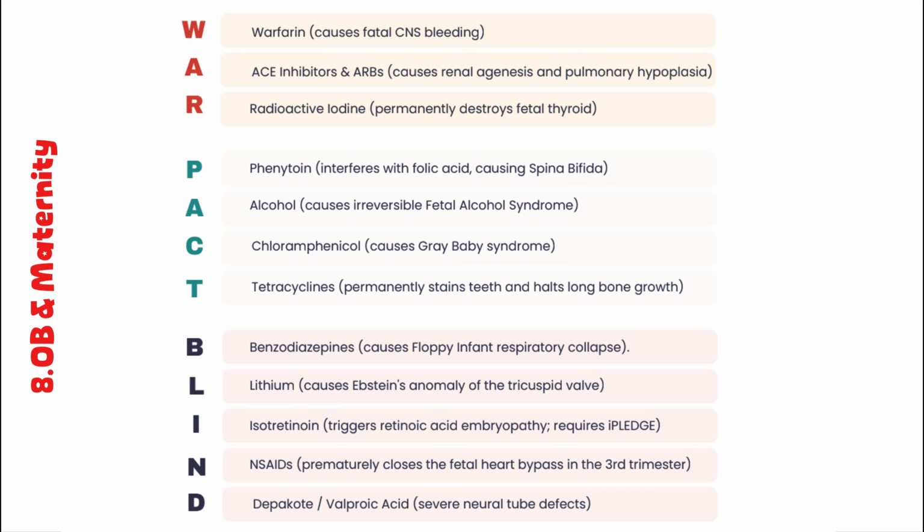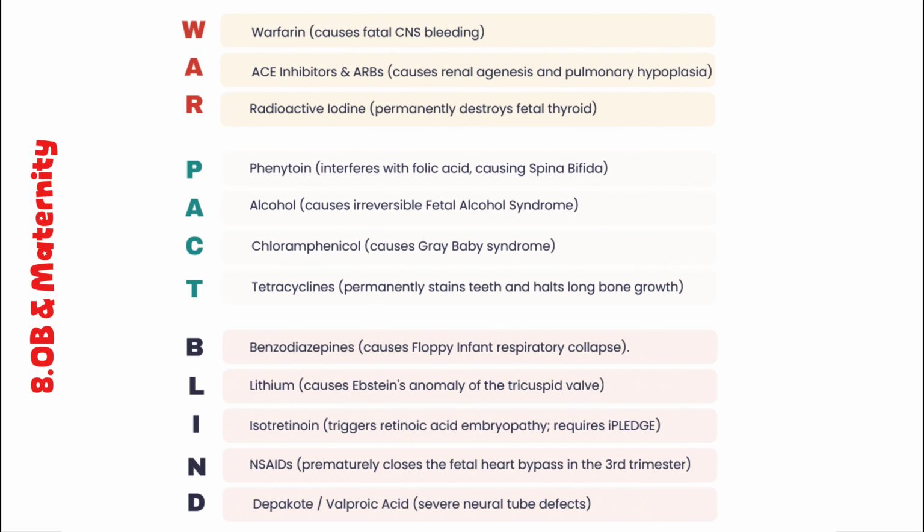Warpack blind. W. Warfarin is small enough to cross freely and causes fatal fetal CNS bleeding. If a pregnant patient with a mechanical heart valve is on warfarin, hold it, notify the provider, and expect a switch to enoxaparin. A. ACE inhibitors and ARBs block the fetal renin-angiotensin system, causing renal agenesis, the kidneys simply don't form, and fatal pulmonary hypoplasia. R. Radioactive iodine permanently destroys the fetal thyroid, causing lifelong congenital hypothyroidism.